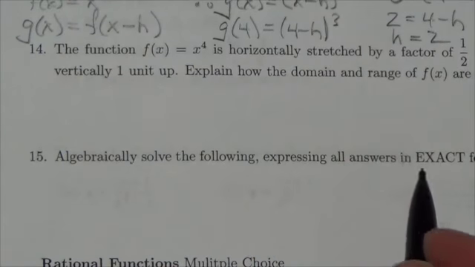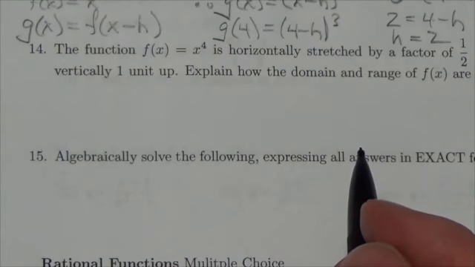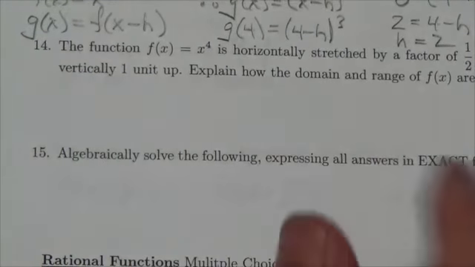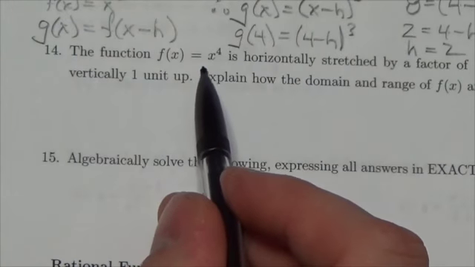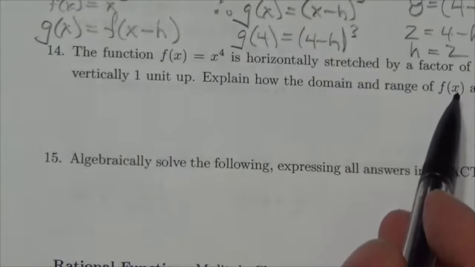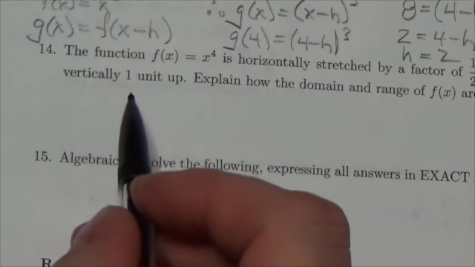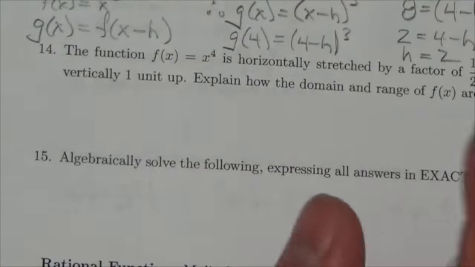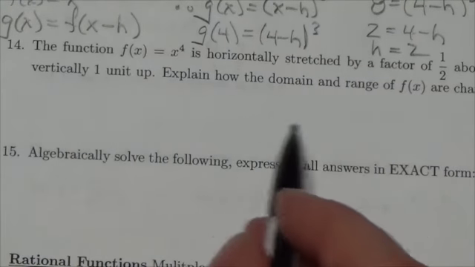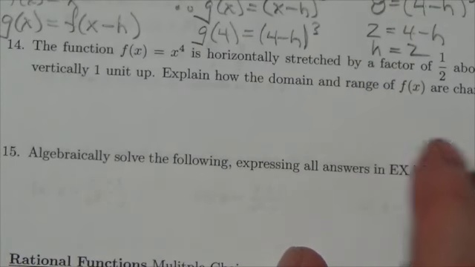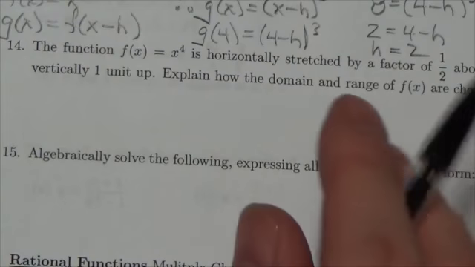Hi everyone, this is the Math 30-1 functions review, and this is question 14. It says here that the function f of x equals x to the fourth is horizontally stretched by a factor of a half about the y-axis, and translated vertically 1 unit up. Now the question is, explain how the domain and range are changed by the transformations here.